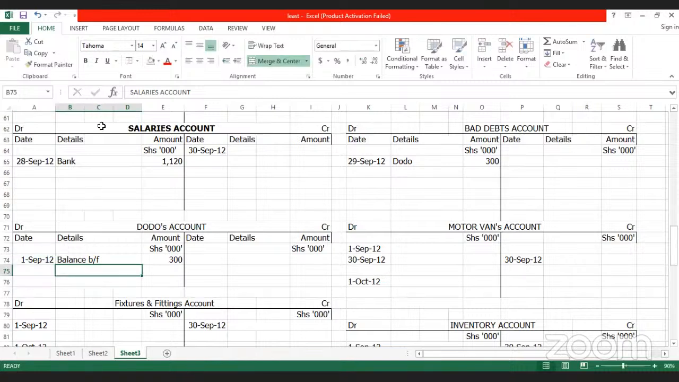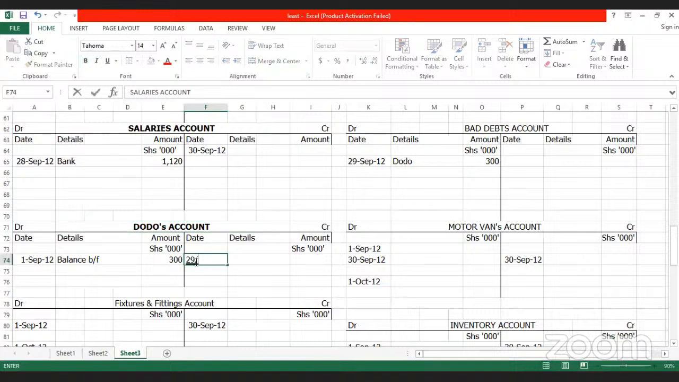But now the debt has been written off, so we have to credit the customer's account, write off the debt. That is on 29th September 2012. Bad debts. Don't forget to complete double entry. Every debit should have a corresponding credit. So I've debited the bad debts account up here. Now I have to complete the double entry: credit the customer's account, write off that debt.